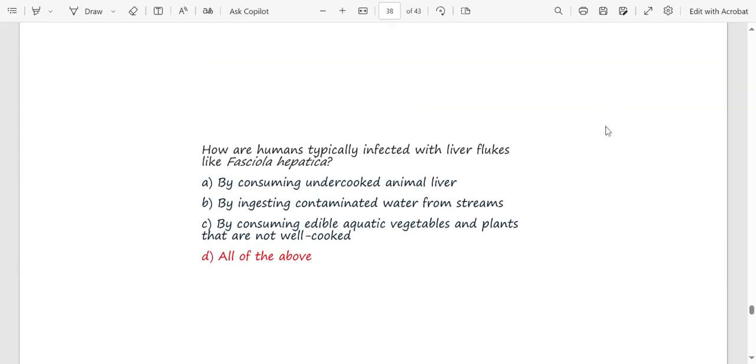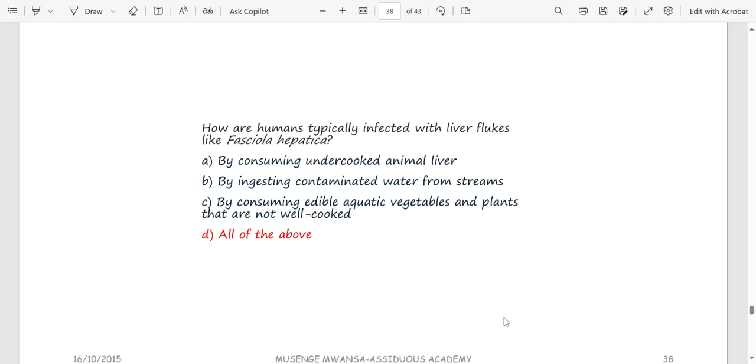How are humans typically infected with liver flukes? By consuming undercooked animal liver? Really not. We said, of course, you can get it if you eat the liver of sheep, but that one has got another term, isn't it? So that's not the main mechanism, but of course, you can get the infection by eating that. By ingestion of contaminated water from streams, true, right? Because the contaminated water might contain the metacercaria. By consuming edible aquatic vegetables, that's also true, right? So it's all of the above.